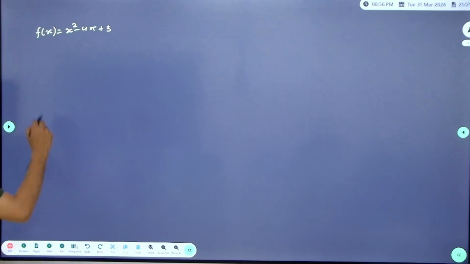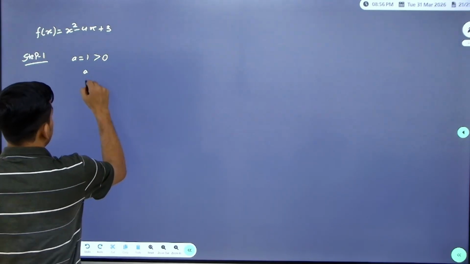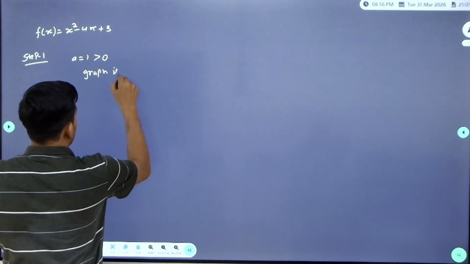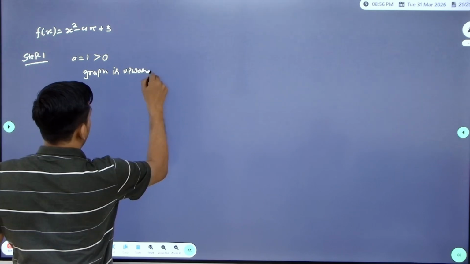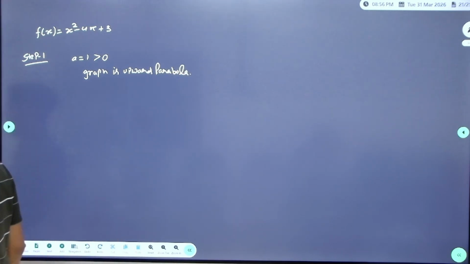Step 1. Check A. A is equal to 1, that is greater than 0. What does that mean? The graph is an upward parabola. A is positive, so the graph is an upward parabola. A greater than 0 is an upward parabola.